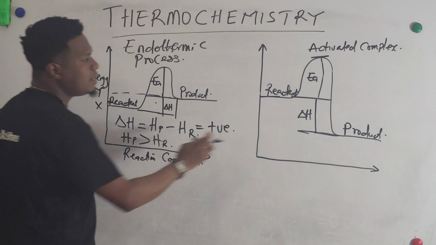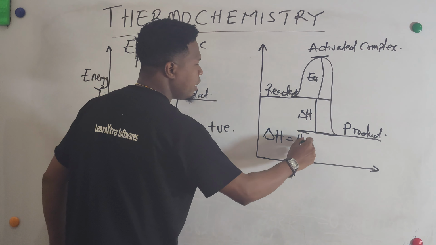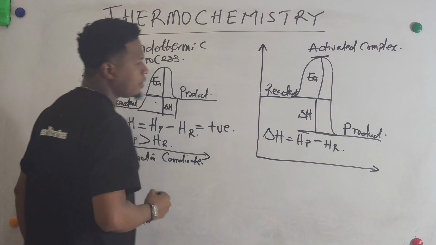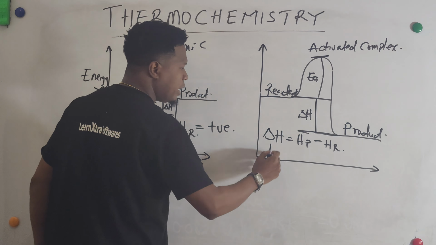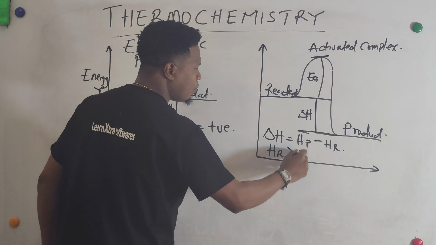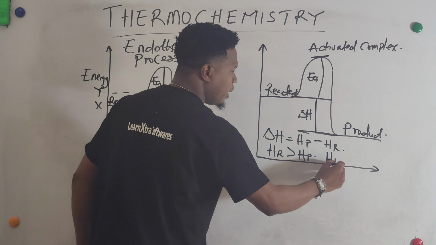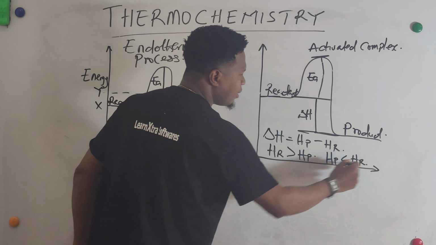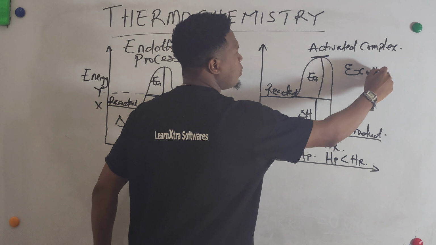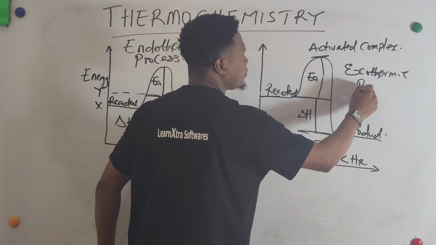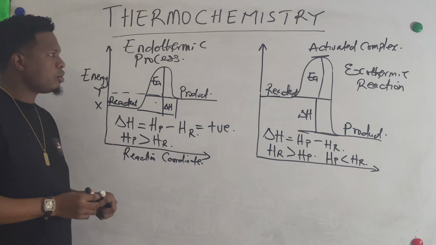Okay, so the difference in the heat of reaction here, delta H for this reaction, is still HP minus what? HR. And if you notice very well, for this particular condition, our HR is greater than our HP. So whenever HR is greater than HP, or HP is less than HR, then we say that this reaction is an exothermic reaction.